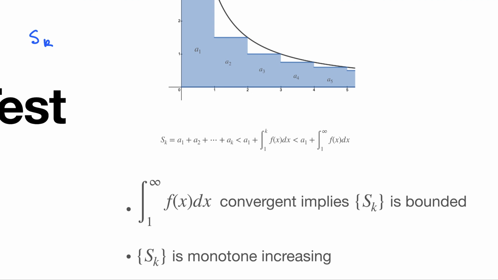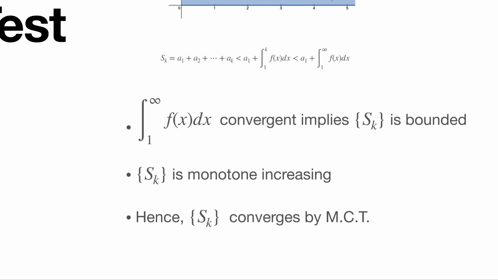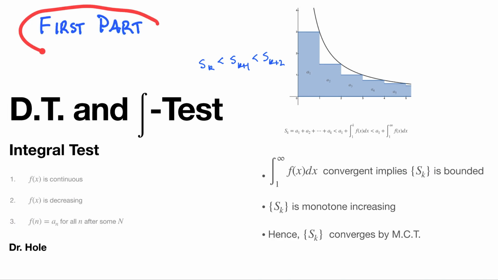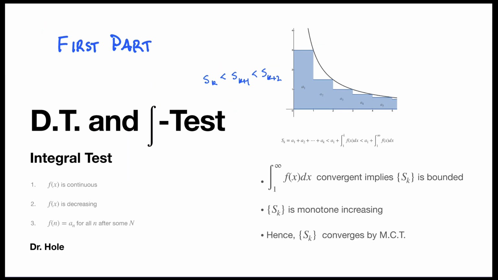s sub k is adding up the first k terms of the sequence. s sub k plus 1 is adding in a sub k plus 1, so it's going to be bigger, and so forth. This is an increasing sequence. Nice. If the sequence is both bounded and monotone, then the sequence will converge. Fantastic. That's part 1 of the integral test. Good.